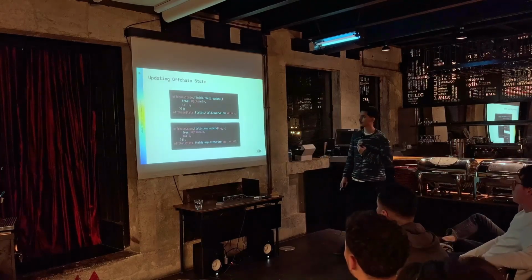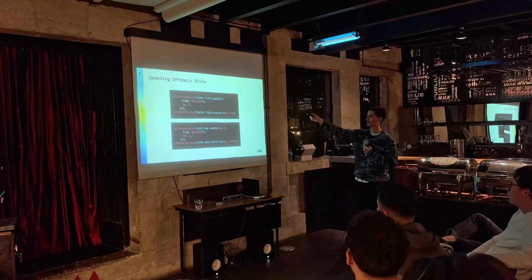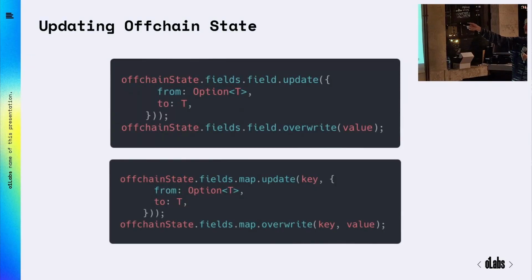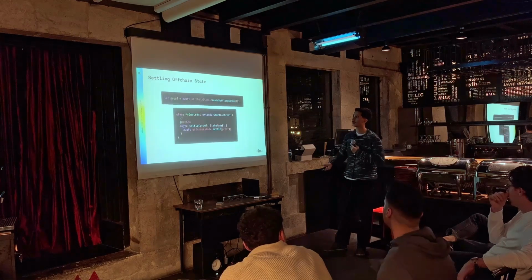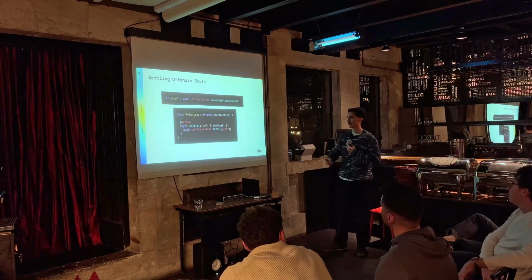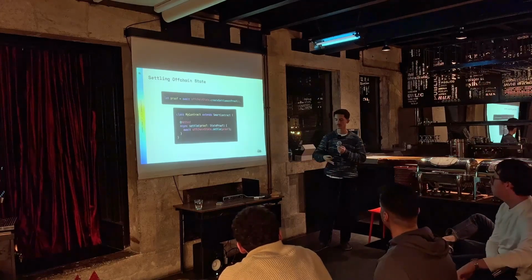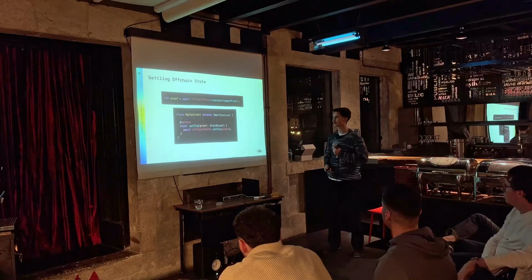So when updating it, we have two methods for each, for field and map. We can either update it, where we give a precondition, so it can check if it's the actual value on the blockchain and update it to a new value, or it can overwrite the existing value with the value we gave. So yeah, like I said, we need to settle the proof, settle the off-chain state.